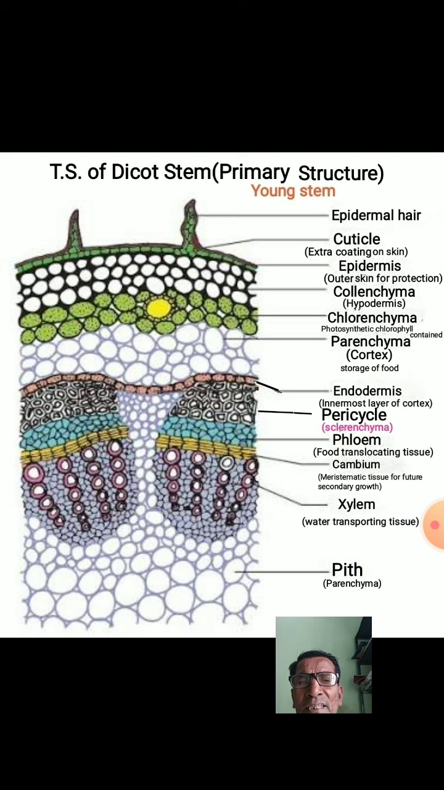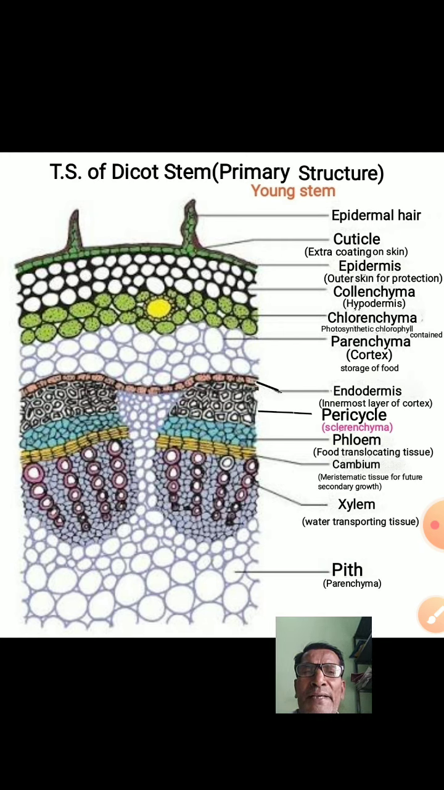This is the figure. This figure shows all the cellular details and also tells, by labeling, their names, what function they perform and from what cells and tissues they are made up. So this is how we have studied the TS of a dicotyledon stem, the primary structure of the young stem of a dicot. For example, this is the typical sunflower stem.